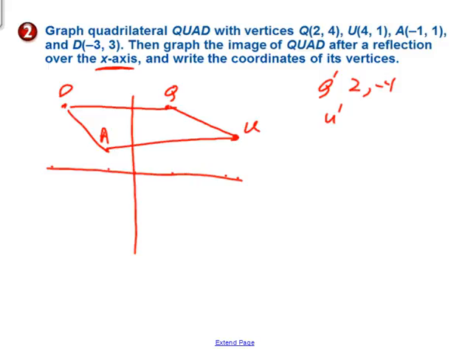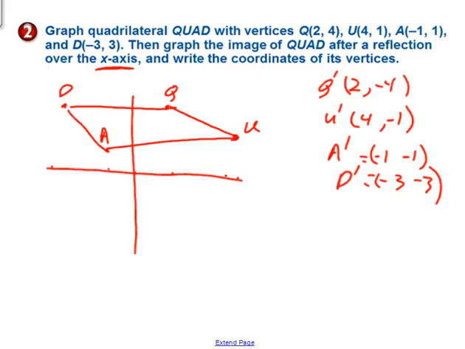U prime is going to be 4, comma, negative 1. A prime is going to be negative 1, negative 1. And D prime is going to be negative 3, negative 3. So I'm going to switch colors here and try and do that. 2, negative 4 becomes Q prime. 4, negative 1 becomes U prime.